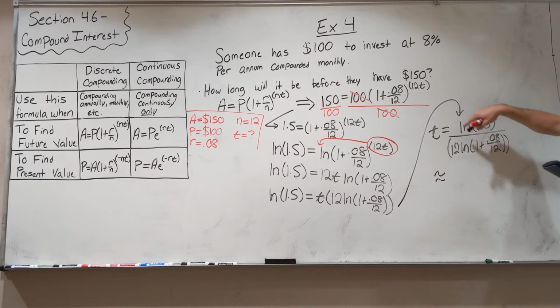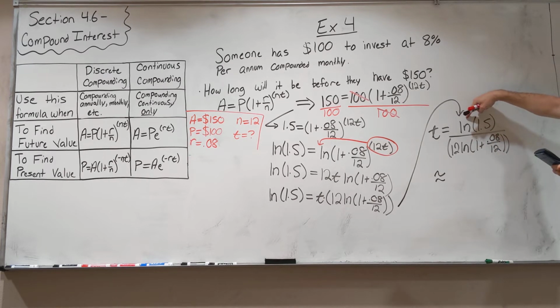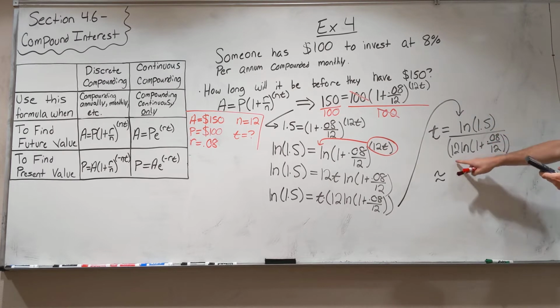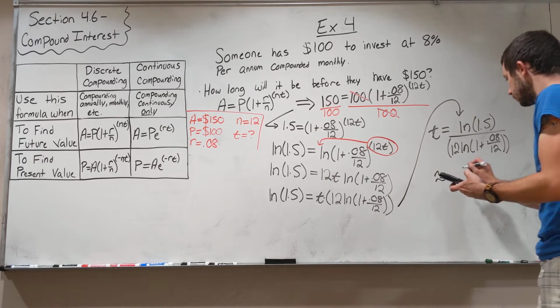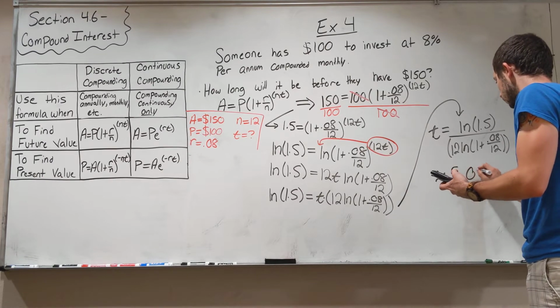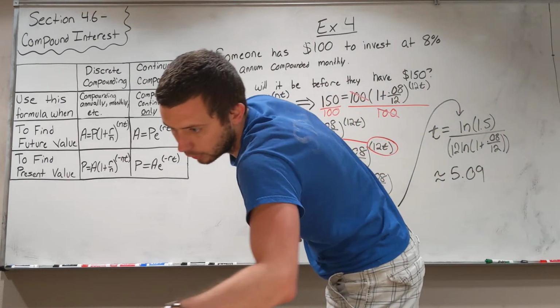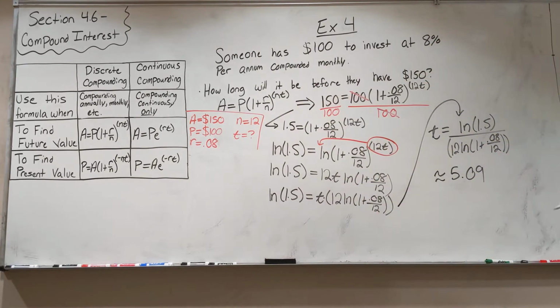So I'm going to type it exactly like this in my calculator. Natural log of 1.5 divided by, open parentheses, and I'll go ahead and type in 12 natural log, it opens one for me, 1 plus 0.08 divided by 12, close once, close again. And I get 5.09. And that is what we should get for this part of example 4.